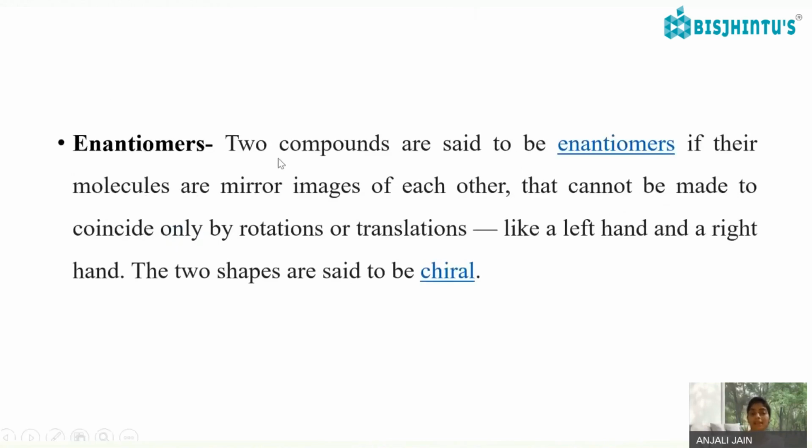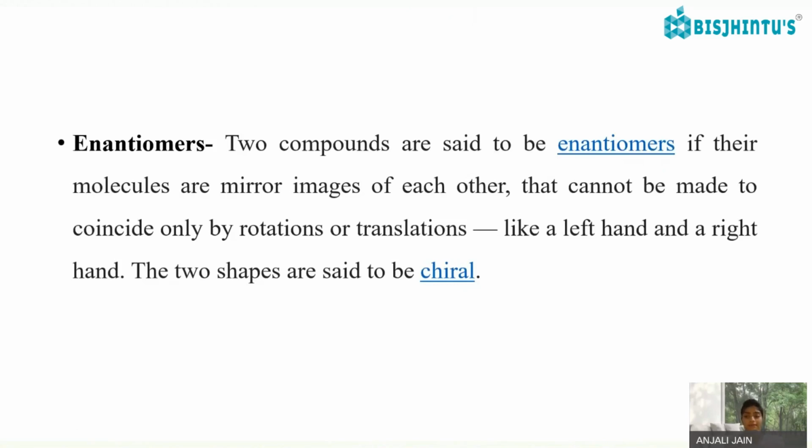Next, we come to enantiomers. Two compounds are said to be enantiomers if the molecules are mirror images of each other, and they cannot be made to coincide only by rotation or translation, like left to right or right to left. These two shapes are said to be chiral.